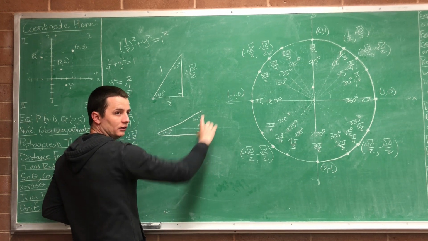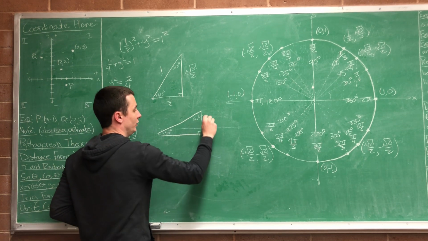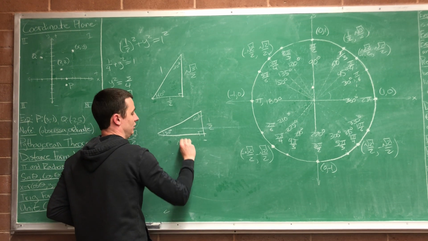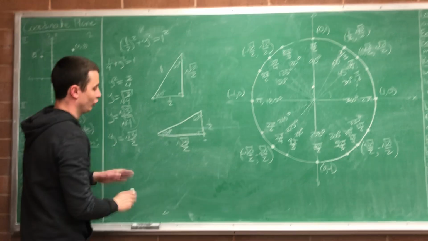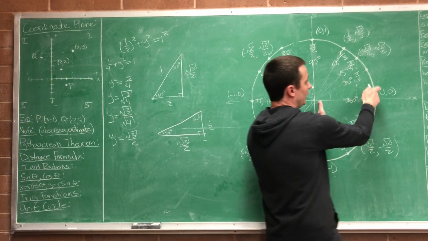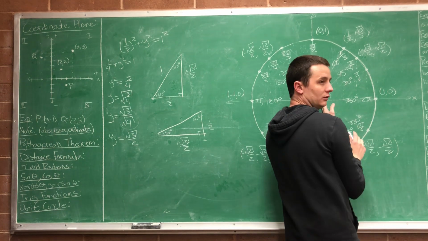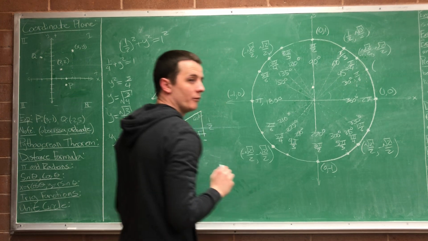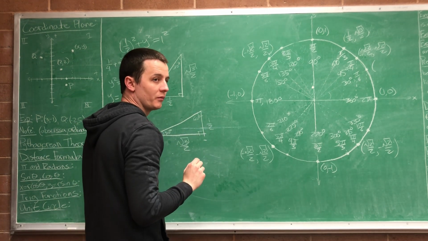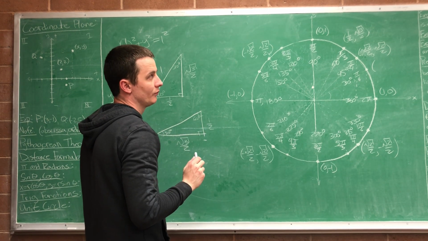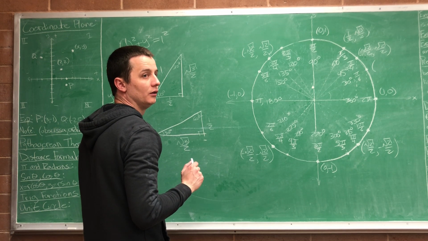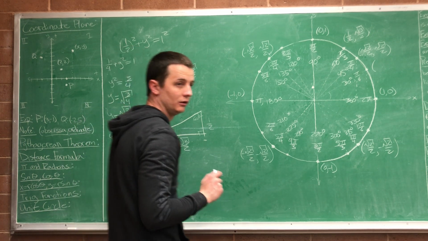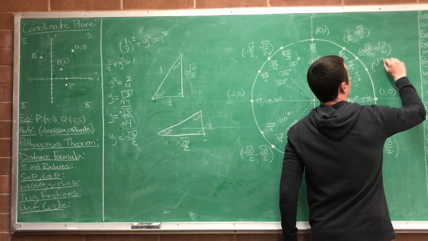My picture lies a lot, but now this is our 30, this is our 60, this is still our 90. What's this length over here? 1/2. And what's this length? Square root 3 over 2. Perfect. So notice now this triangle is exactly what we get if I drop my perpendicular down from here. So now what's the coordinates of this point? Square root of 3 over 2 comma 1/2. Perfect.